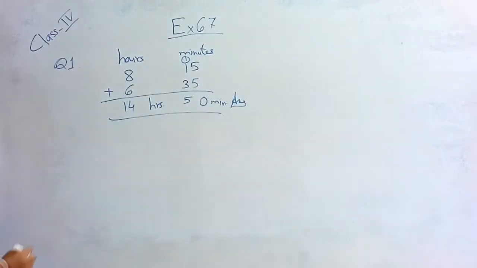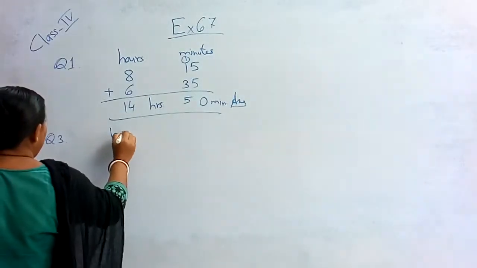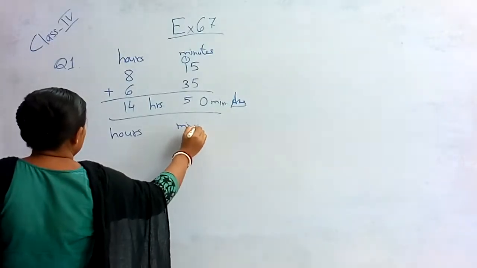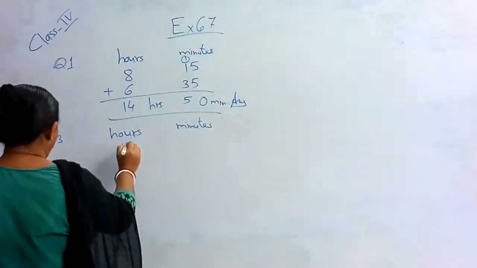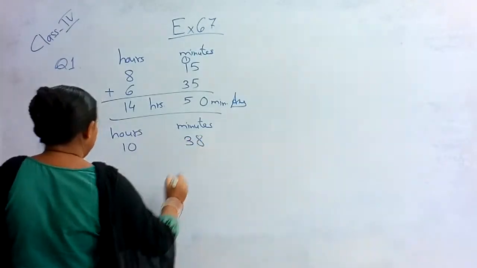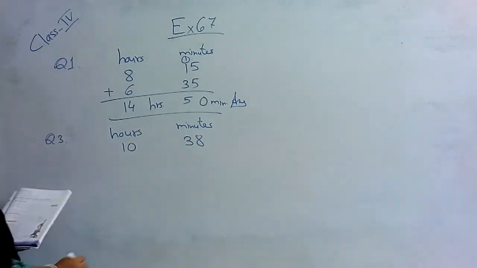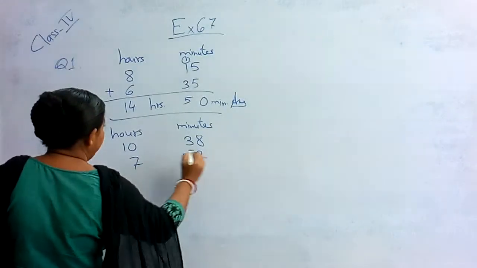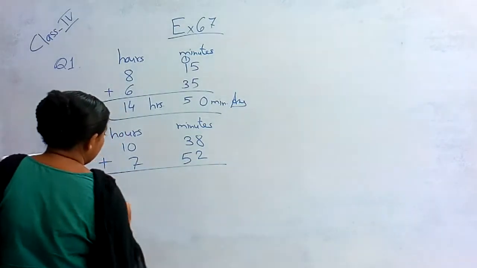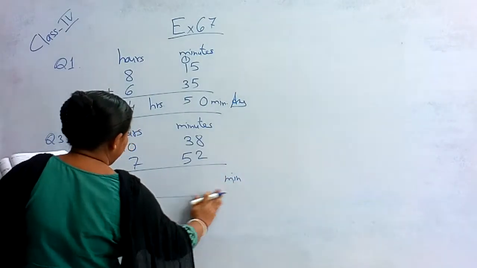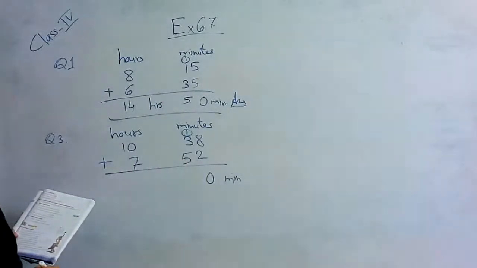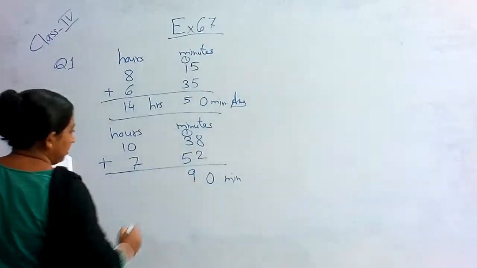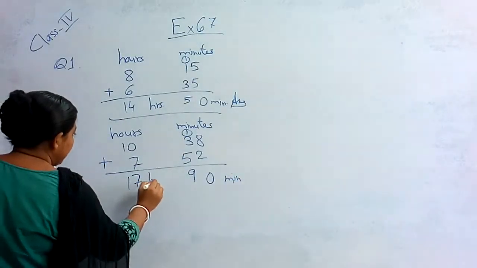Now let us do number 3. The same way you will write hours, minutes. You have to frame it in the column. For hours it is 10 and for minutes it is 38. Now 7 hours and 52 minutes. Now add this one. This will be, see, 8 plus 2, 10, carry 1. 5 plus 3, 8, plus 1, 9. And here it is 17 hours.